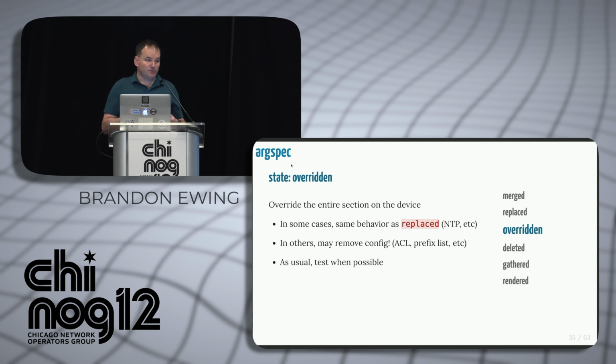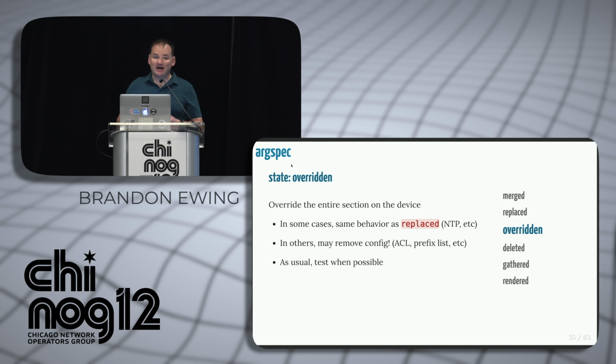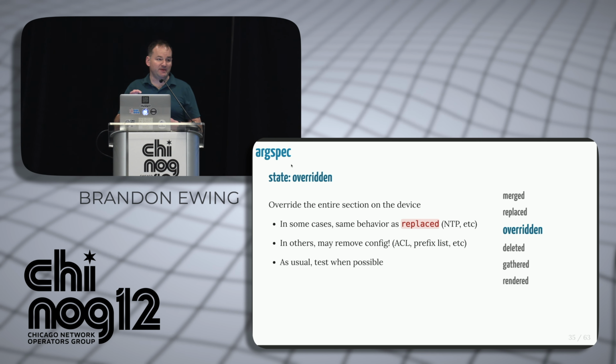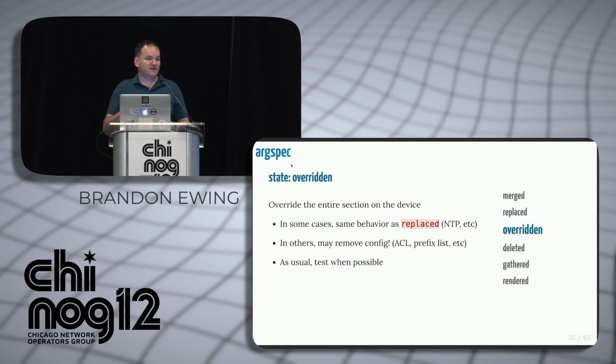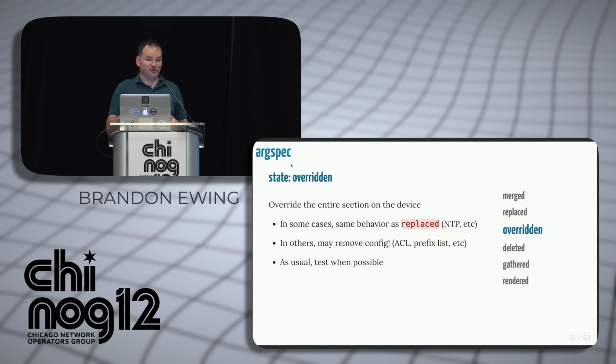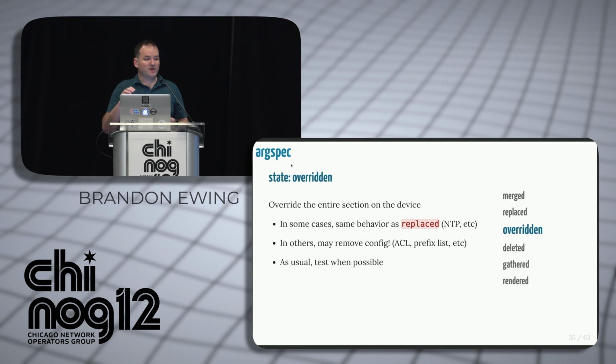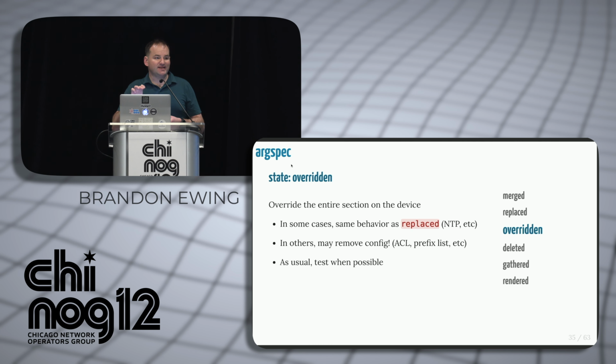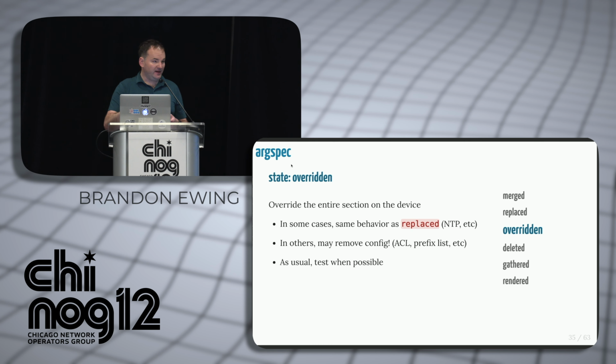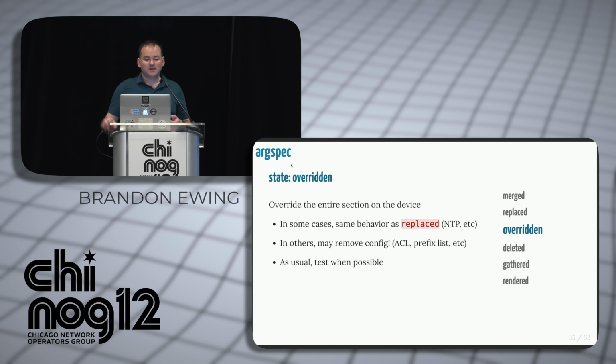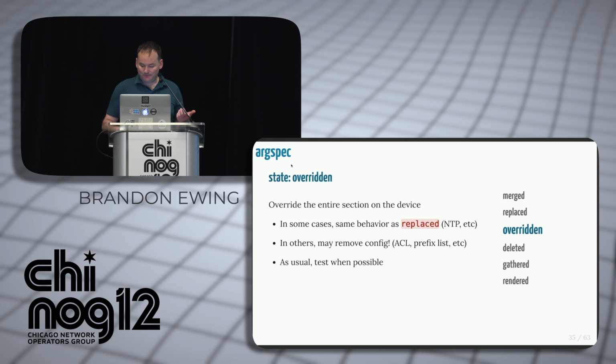The overridden state is when you say, I might have something on the box, but I really want only what I'm telling you to be on there for this section. It will replace the entire section of the config that it manages. If you do overridden with a single ACL, it's going to delete every ACL not in your config module. So as usual, test whenever possible.